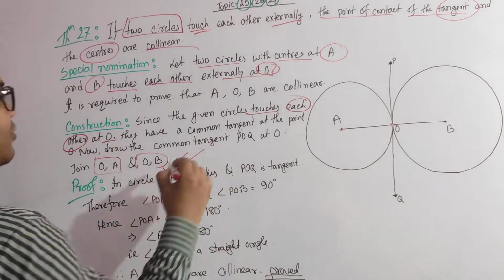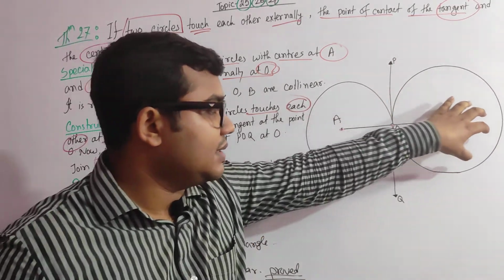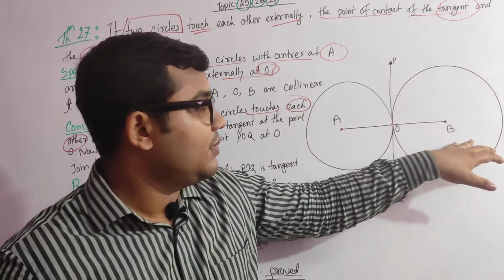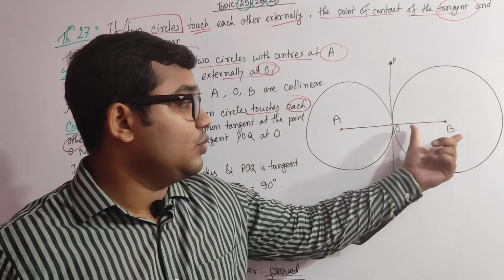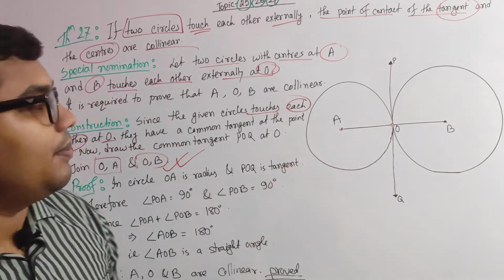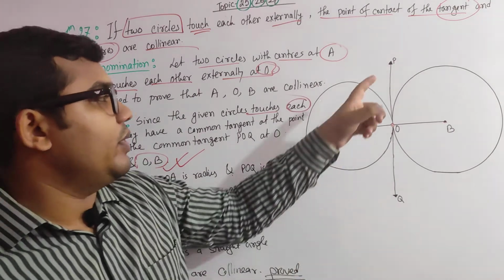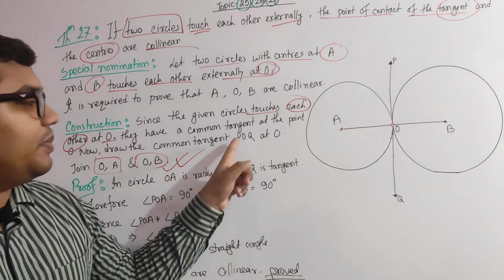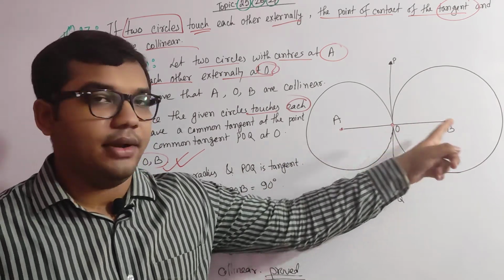So what actually happened up to this part, I wanted to go for a re-summarization. There are two circles, the first with center A and another with center B. These two circles touch externally at point O. Since this is our touching point, from that point we can draw a tangent, that's why we draw the tangent POQ at point O, and also join AO and OB.